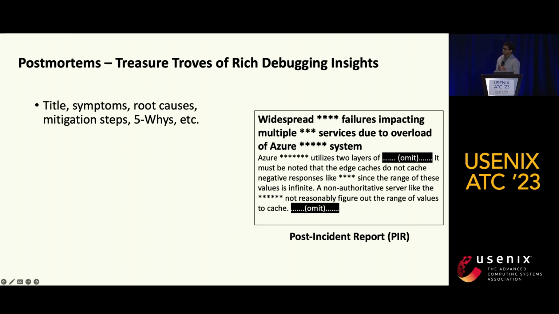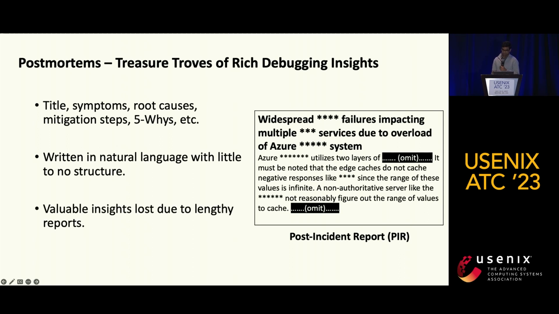In Microsoft Azure specifically, engineers are also required to prepare and answer at least 5 questions that start with a why to make sure the postmortem is comprehensive. These documents are written in natural language with little to no structure. These postmortems, if analyzed, can offer insights to improve the reliability of systems against future incidents by learning gaps in debugging, monitoring, etc. But because they are so long, they're often ignored, losing valuable insights.